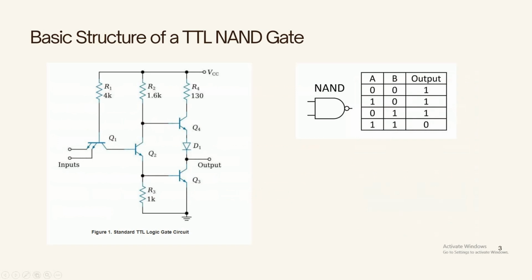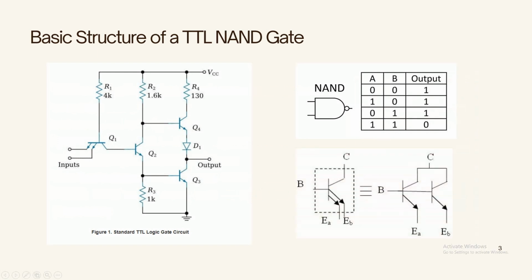Let's start with the basic structure of TTL NAND gate. Here we can see a double emitter BJT at Q1, which can be realized as in this figure. This double emitter BJT can be constructed from single emitter BJTs. Like if we connect the base and the collector nodes together, then it can work as a double emitter BJT. And this part of the circuit is known as the phase splitter.